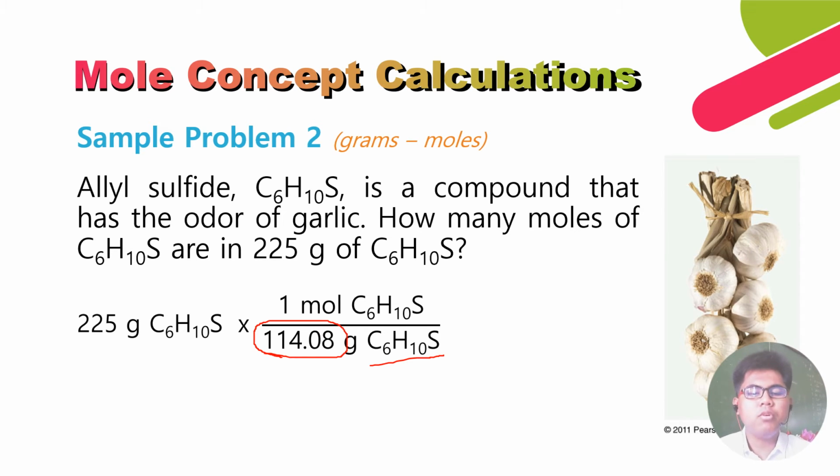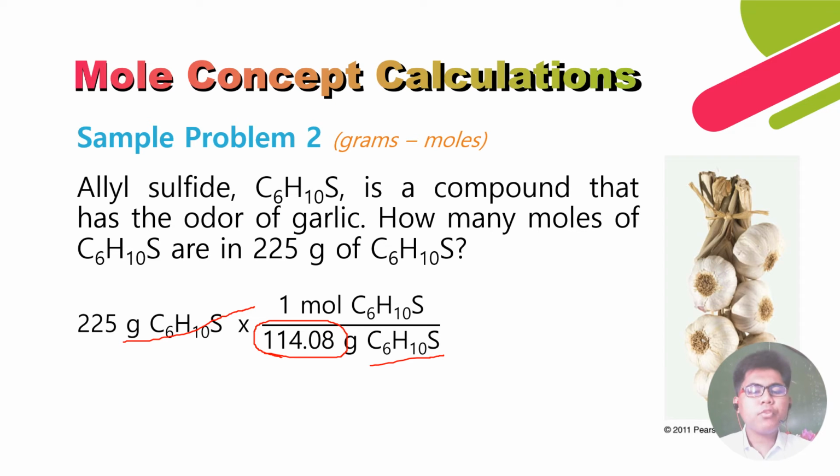Ngayon, sir, bakit po ang nangyari? Yung grams po ngayon ang nasa ibaba. It is because, di ba, ika-cancel natin yung unit na gram C6H10S. So, you are going to place it on the denominator and put 1 mole C6H10S sa taas as a numerator so that we can get the missing value, which is moles of C6H10S.